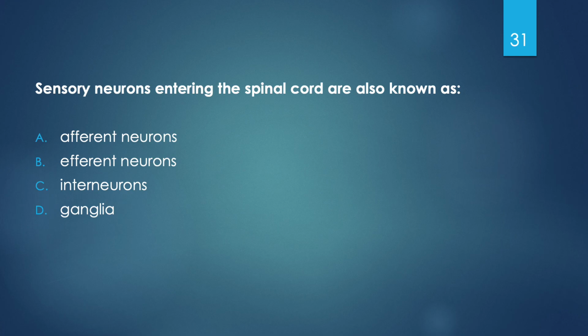Another quick pop quiz. Sensory neurons entering the spinal cord are known as A, afferent neurons, B, efferent neurons, C, interneurons, or D, ganglia. Okay, so I think we're going to rule out C and D right away. Those were kind of gimmies, right? So now we're stuck with afferent or efferent neurons. We know that they're sensory, so remember that acronym, same: sensory afferent, motor efferent. So the answer is A, afferent neurons are sensory neurons that enter the spinal cord.